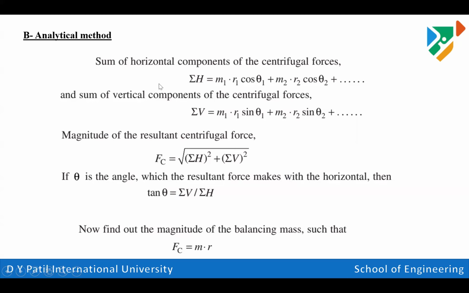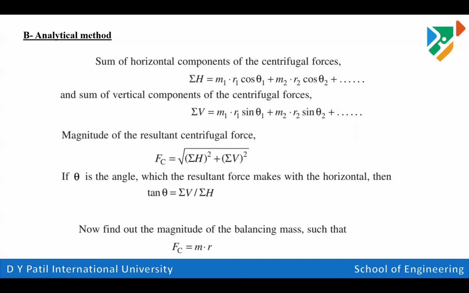Okay, by using that analytical method we can write sum of horizontal force, that is the horizontal component of centrifugal force acting on the system, will be m1 r1 cos theta 1 plus m2 r2 cos theta 2 up to the last part, and the vertical component acting on the plane will be m1 r1 sin theta 1 plus m2 r2 sin theta 2. Okay, so one can determine the magnitude of the resultant centrifugal force acting on the plane. So Fc will be the square root of summation of horizontal force square plus summation of vertical force square. So if theta is the angle which the resultant force makes with the horizontal plane, then we can write tan theta is equal to summation of vertical force upon summation of horizontal force.